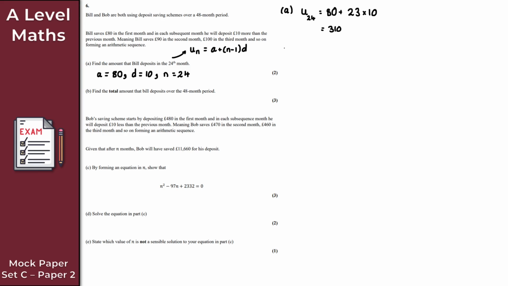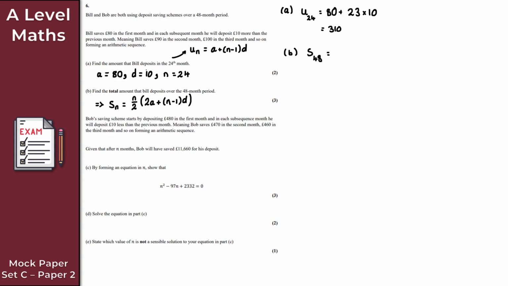But anyway, for part B, what do we want to do here? We want to find the total amount that Bill deposits over the 48-month period. So what we're looking for here is the sum of the first 48 terms, right? Again, all we're going to do is use the correct formula. For the sum of the first n terms, let's make a note: n over 2 times 2a plus n minus 1 times d.